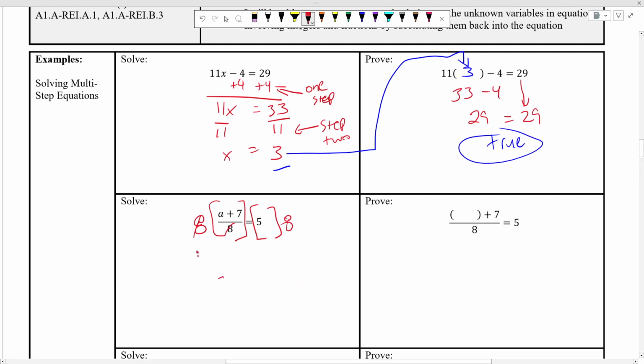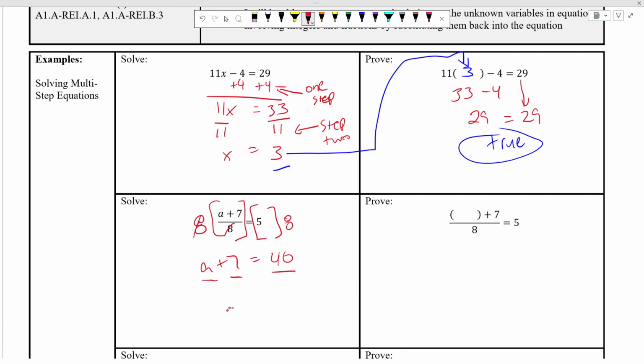Anyways, so they cancel, and then all you're left with is a plus 7 equals, now I have 5 times 8. Let's see, 5 times 8 here. That happens to be 40. Okay, now I have undone the multiplication, which resulted in two terms here.